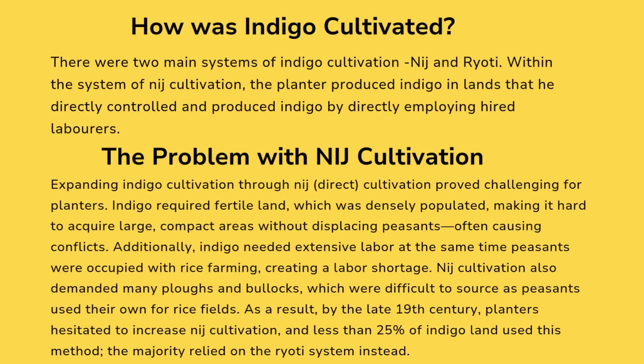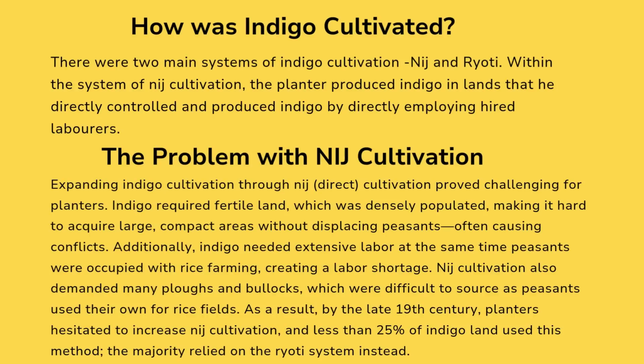Indigo required fertile land, which was densely populated, making it hard to acquire large, compact areas without displacing peasants, often causing conflicts. Additionally, indigo needed extensive labor. At the same time, peasants were occupied with rice farming, creating a labor shortage. Nij cultivation also demanded many plows and bullocks, which were difficult to source as peasants used their own for rice fields.